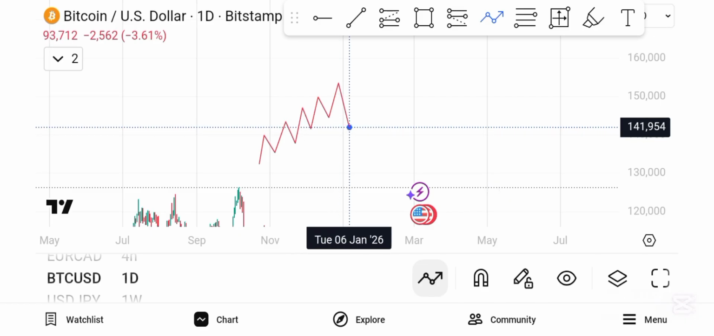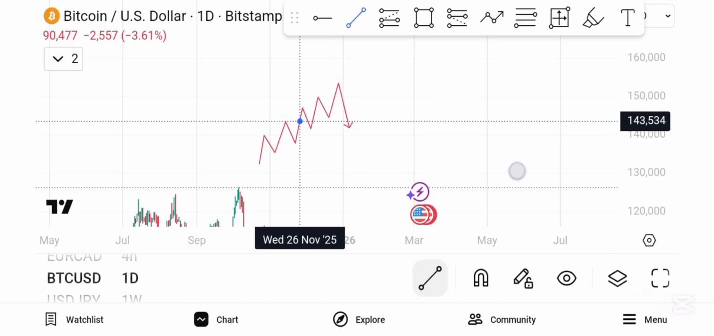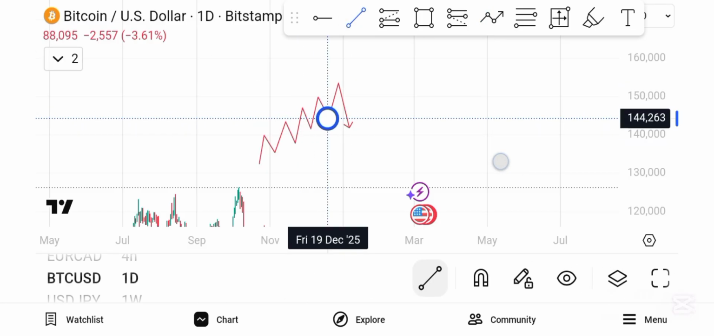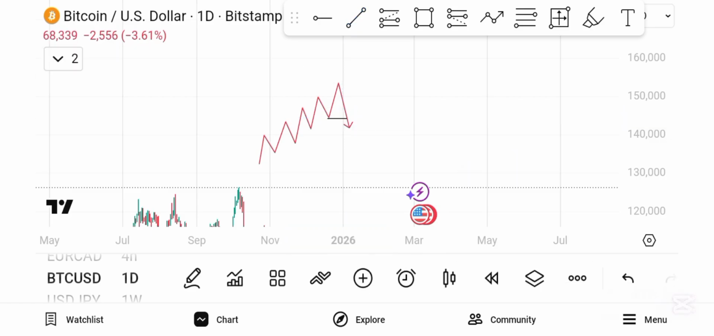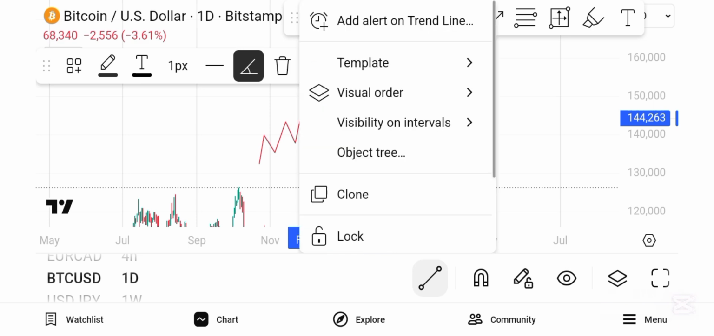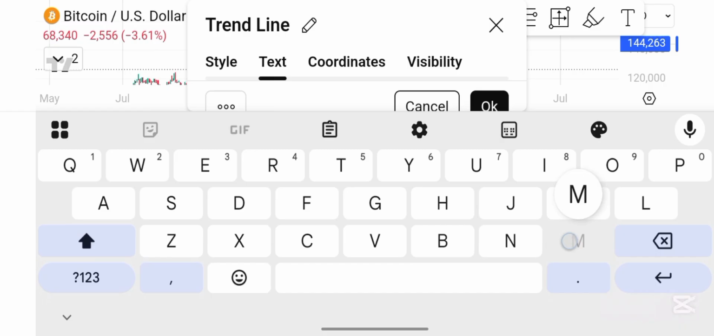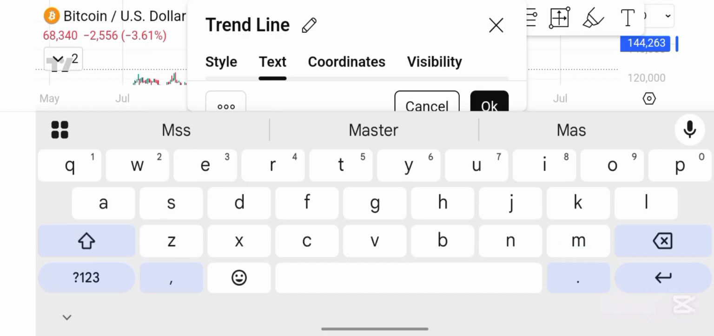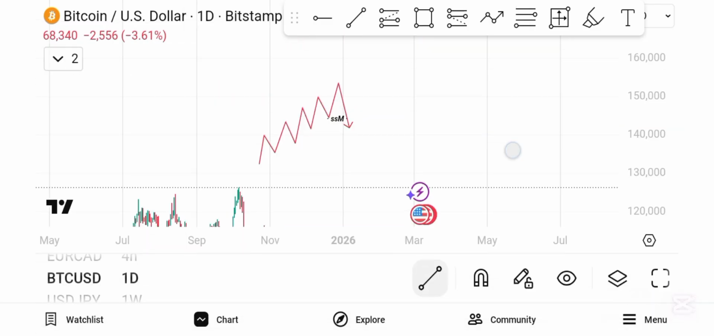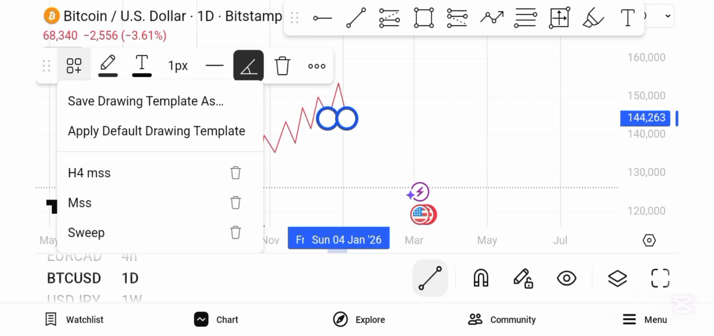we say this is a change of character from here. This is where you mark your change of character. You can put it as CHOCH anyhow, but I use MSS because it's easier for me to just type in. So this is it, MSS.